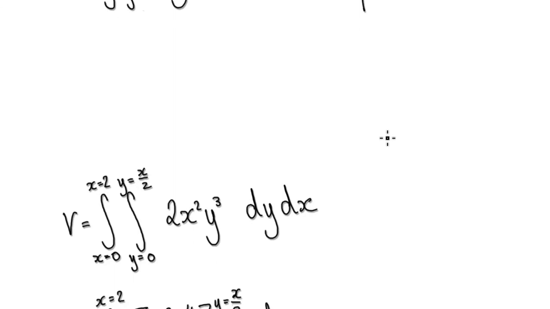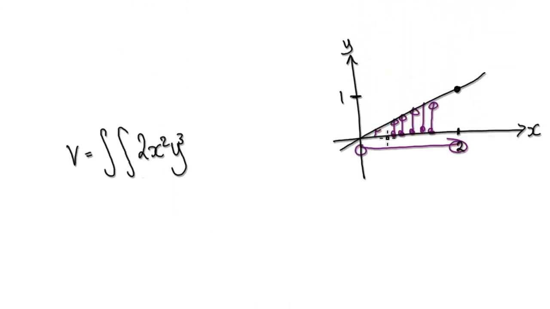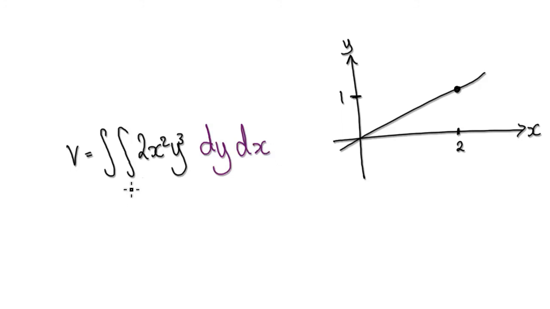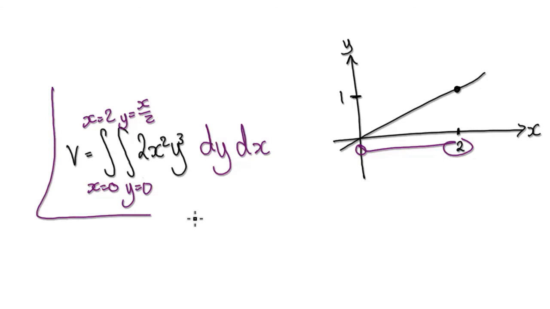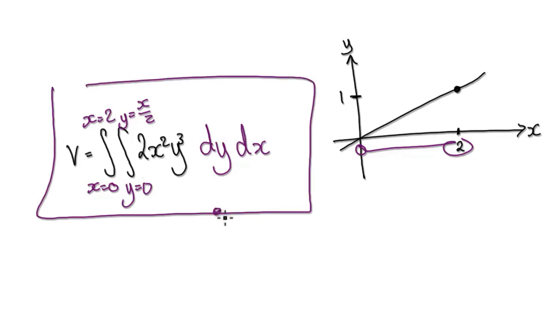And if you have trouble visualizing what's going on, hang on, let me put this back in here. Dy and then dx, and y equals 0 to y equals x over 2, and this was x equals from 0 to 2. Okay, this is how you set it up. But if you ever get confused, then revert back to Riemann summation. So you've got double summation here.